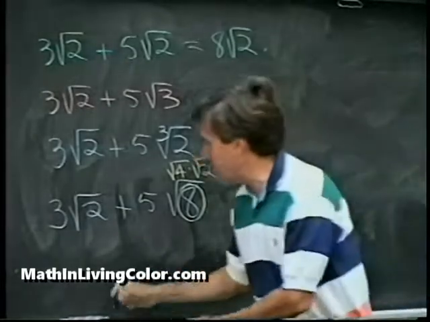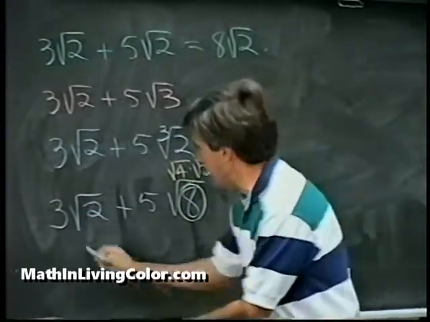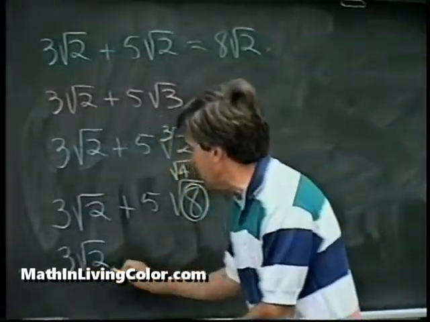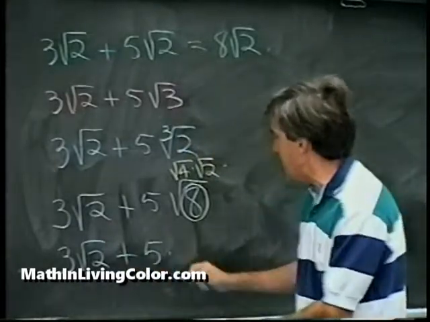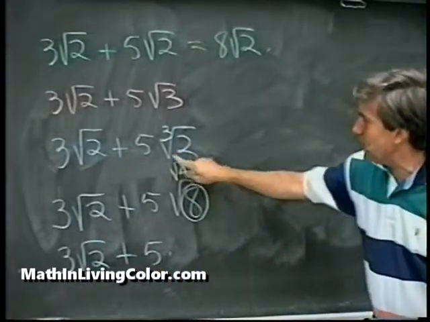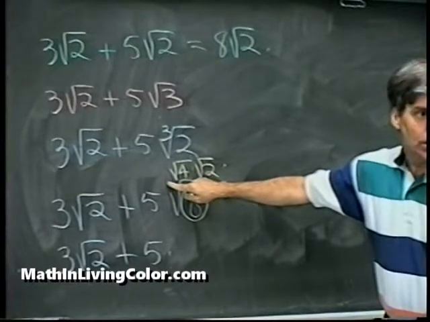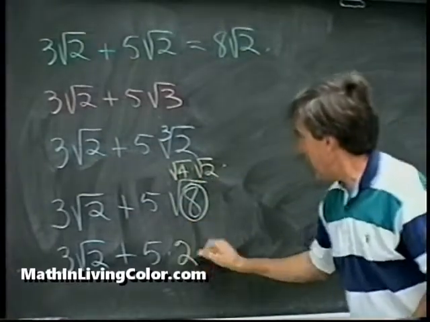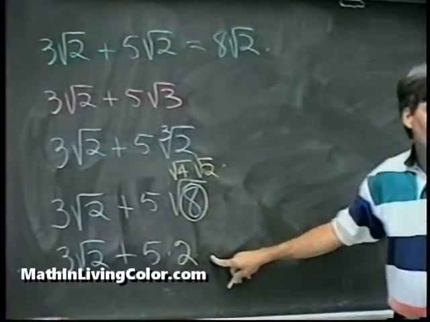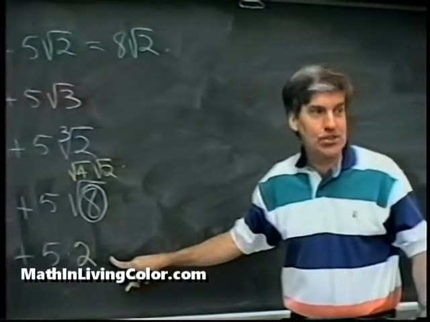Now, what do I get for the result of this problem? I'll have 3 square root of 2 plus 5 times... Now, tell me, what's the square root of 4? 2. And what's the square root of 2? Nobody really seems to know.